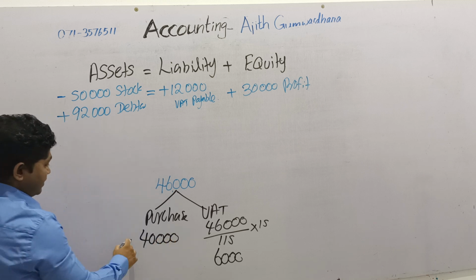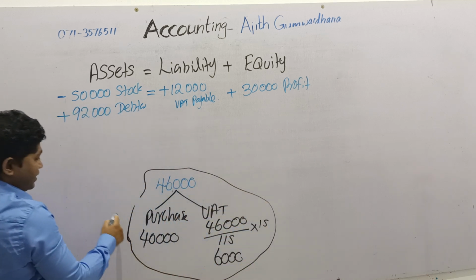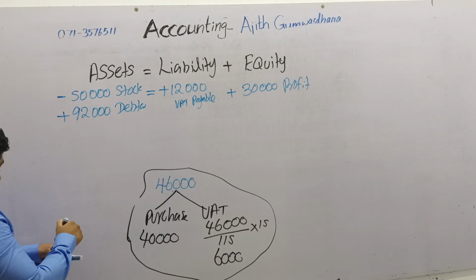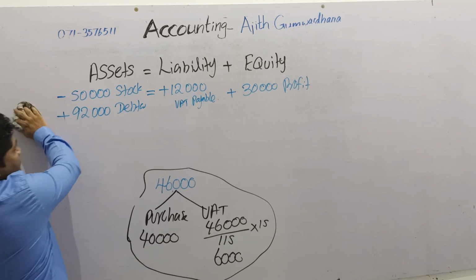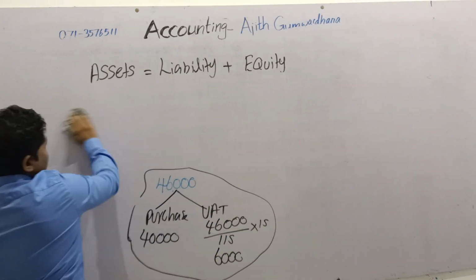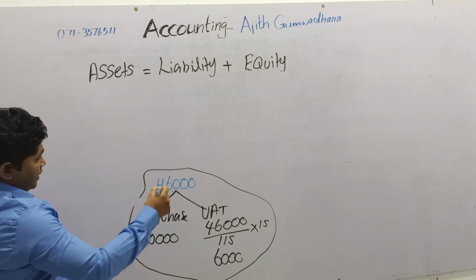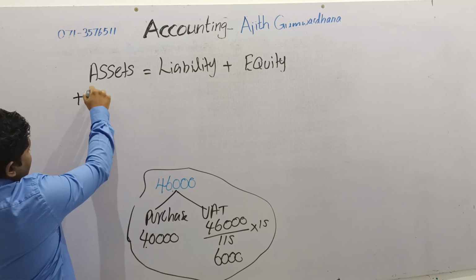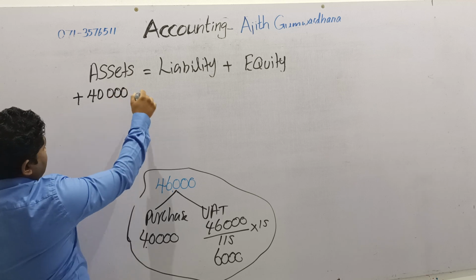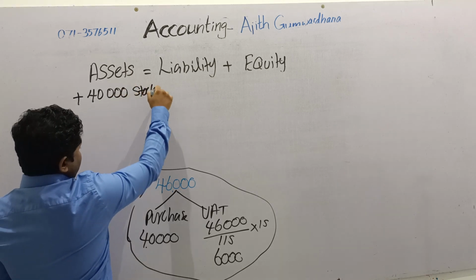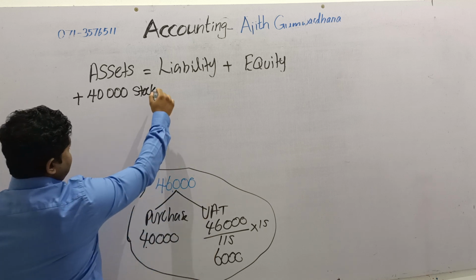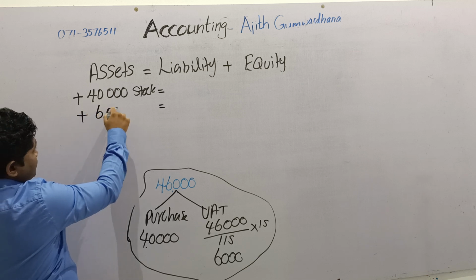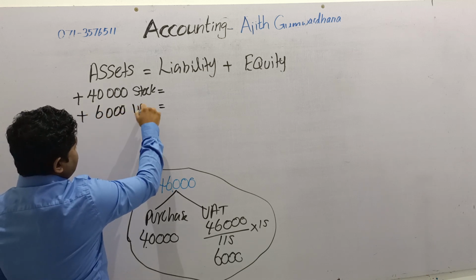Think how to record this in the economic equation. Credit purchase including VAT 15%. Assets equal liability plus equity. The effect is a stock increase of only 40,000. Stock asset increase as stock 40,000. And the VAT value is also an asset, receivable from the government. Therefore, asset increase 6,000 as VAT receivable.